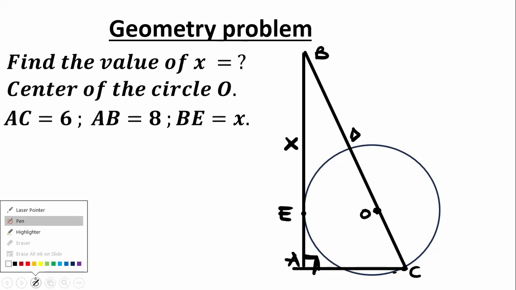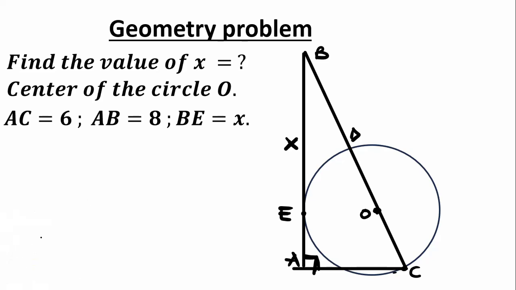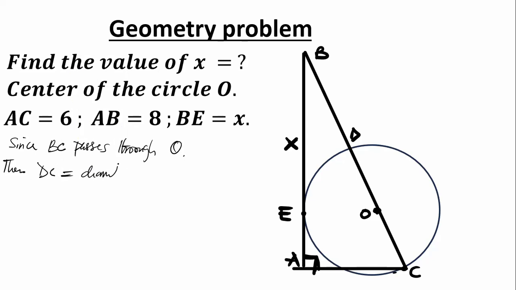Let's make some assertion here. Since BC passes through the center O, then DC is equal to the diameter of the circle.